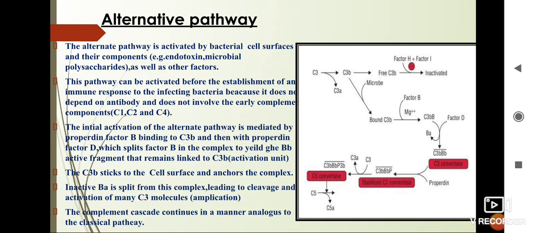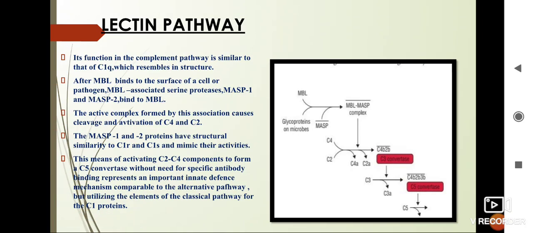The initial activation for this alternative pathway is mediated by properdin factor B binding to C3b, and then with properdin factor D. So factor B and factor D play a very major role in the alternative pathway. This C3b sticks to the cell surface and anchors the complex. Then inactive Ba, that is capital B small a, splits from the complex and it leads to the cleavage and activation of many C3 molecules. The complement cascade continues in a manner analogous to the classical pathway.